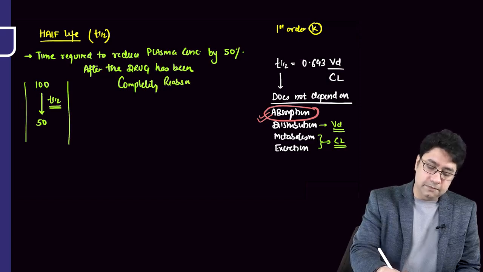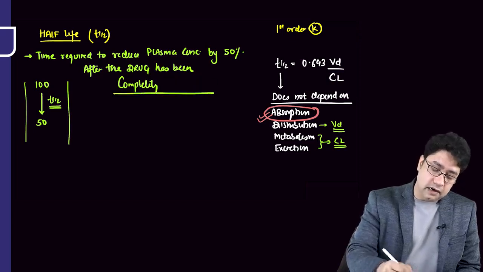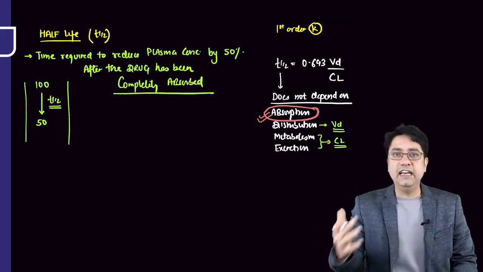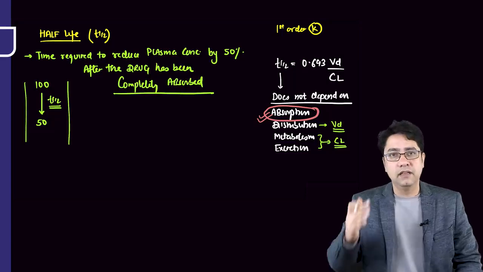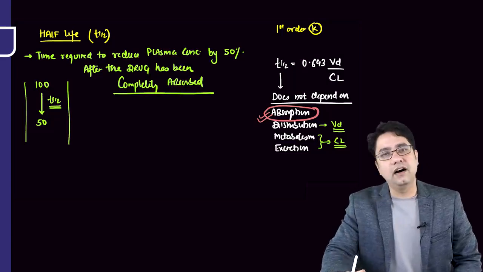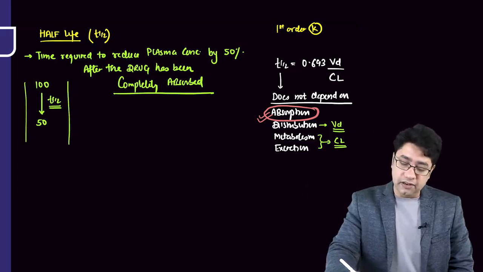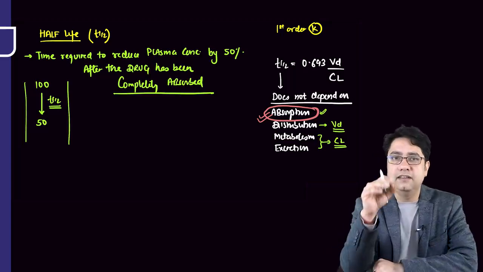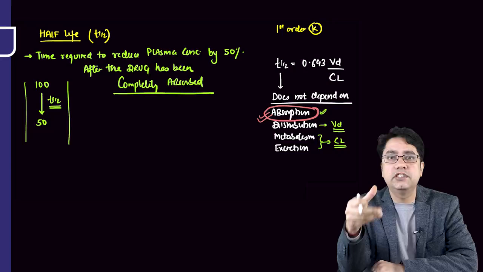After the drug has been completely absorbed, that is the half-life of a drug. So when the drug finally enters into the plasma or blood, then we start calculating the half-life of a drug. So half-life of a drug does not depend upon absorption, and this question can be asked in a twisted way.